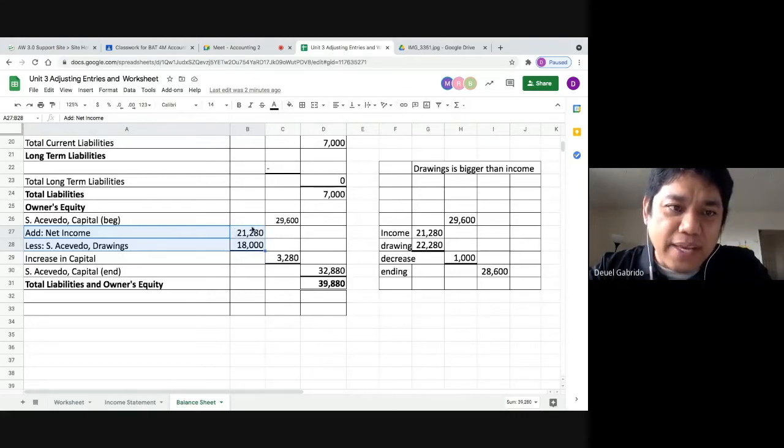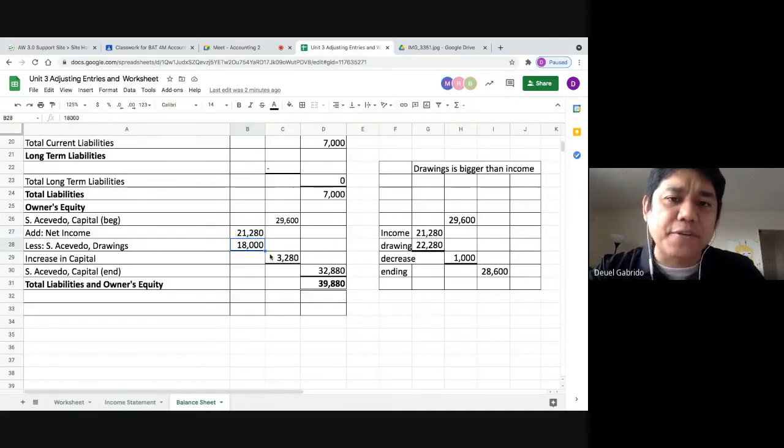21,280 minus 18,000, and the difference is 3,280. We can say that this is an increase in capital because the income is bigger than the withdrawal. Do you see that one? So therefore, we still have something to add to our beginning capital. So 29,600 the beginning, add the increase of 3,280. The capital at the end of the year is 32,880. You see this one? 32,880.